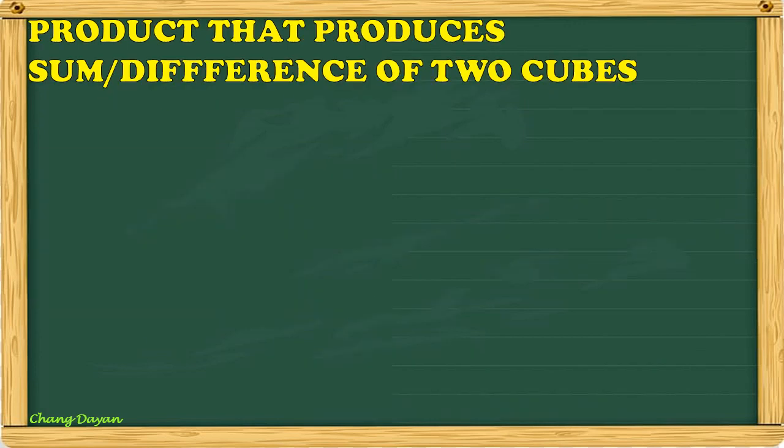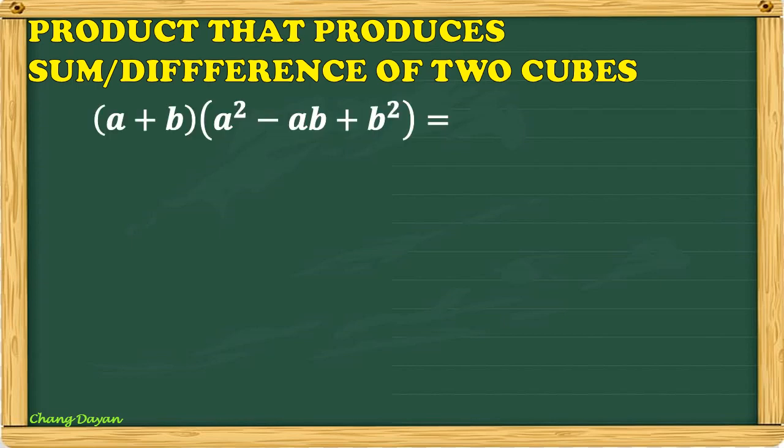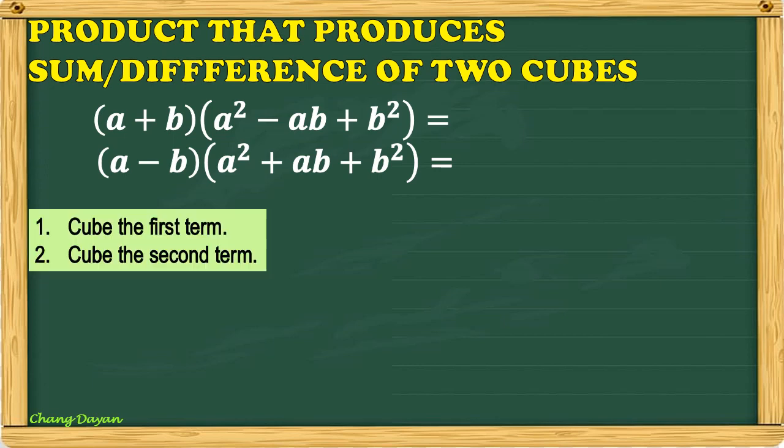Now let us have a product that produces sum and difference of two cubes. It is in the form of this one, a plus b multiplied by a squared minus ab plus b squared, and a minus b times a squared plus ab plus b squared. So we'll just have to cube the first term. So we have a cubed, then cube the second term. We have b cubed. So the answer here is a cubed plus b cubed.